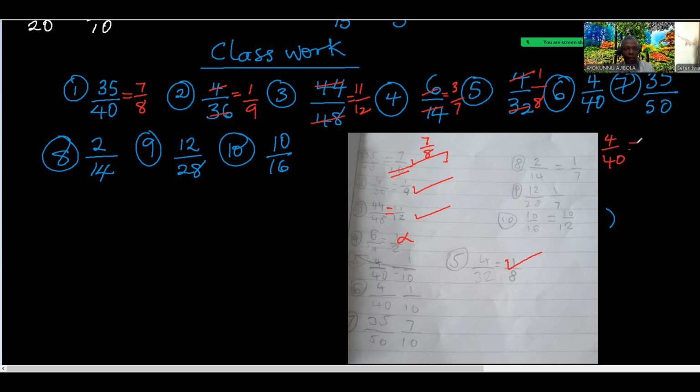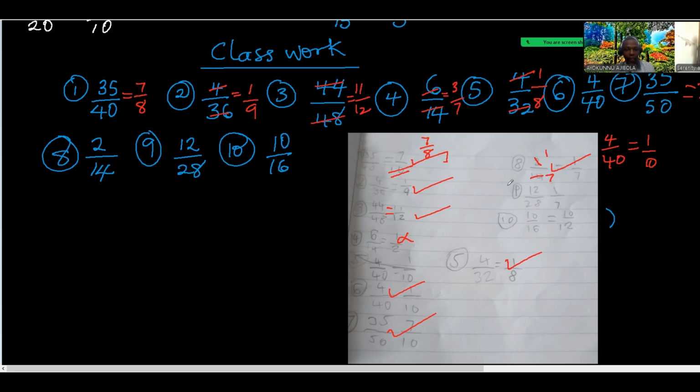4/40, and that is 1/10. So I think that's correct. Then number 7, we have 35/50. 5 in 35 is 7, and 5 in 50 is 10. So that's 7/10. That's correct. Then number 8, 2/14, you're correct. That's 1/7, because 2 here is 1 and 2 there is 7.